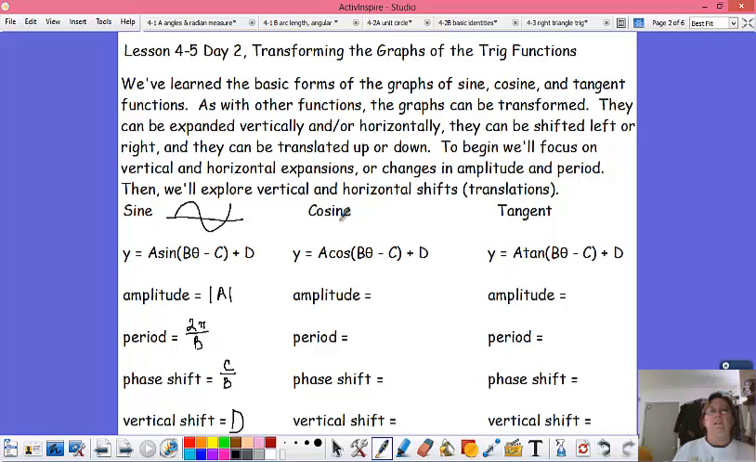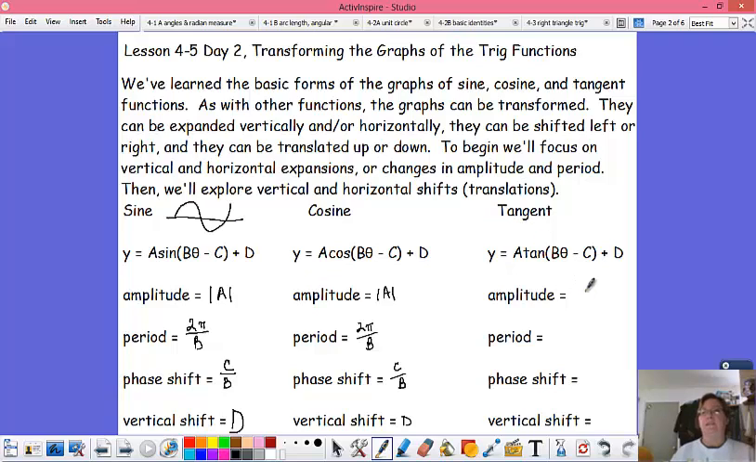In the cosine, things are exactly the same way. Sine and cosine are very much alike. Absolute value of A, 2 pi over B, C over B, and D is the vertical shift. Just a note. Notice that that sign inside the parenthesis is minus. The phase shift, though, if you have a minus in here, that means you're moving to the right. If you have a plus in there, it means it's been moved to the left. It's just the same way that other functions work.